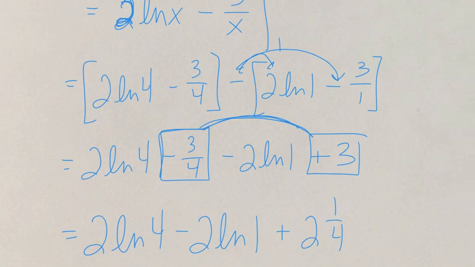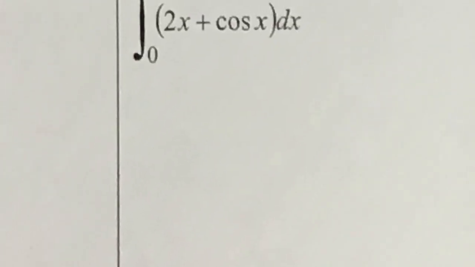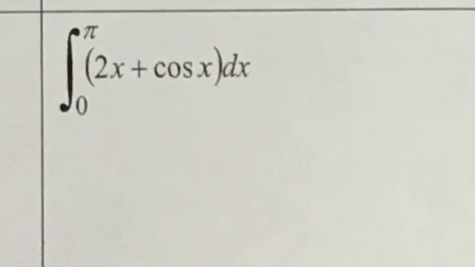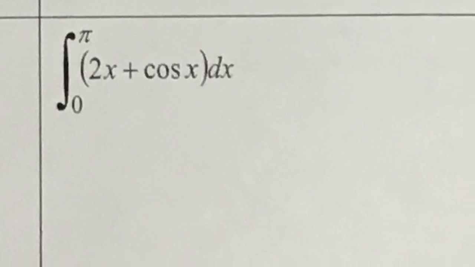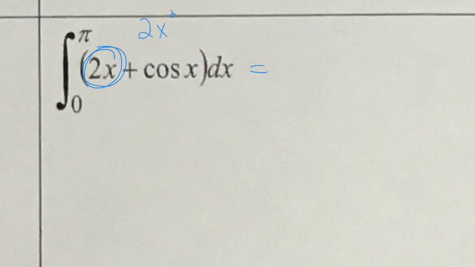Okay, let's scroll right and look at this trig one. So we have the integral from 0 to pi of 2x plus cosine x. Okay, so the antiderivative of 2x is 2x to the second power divided by 2, right? Because we have to add 1 to our power, which simplifies to just x squared.